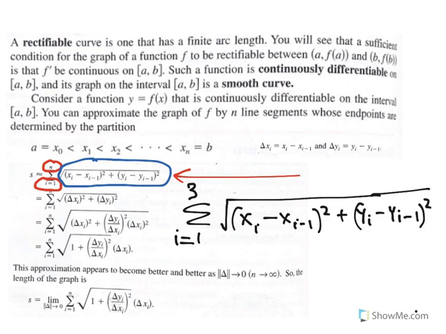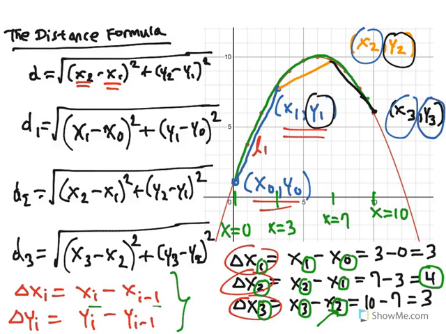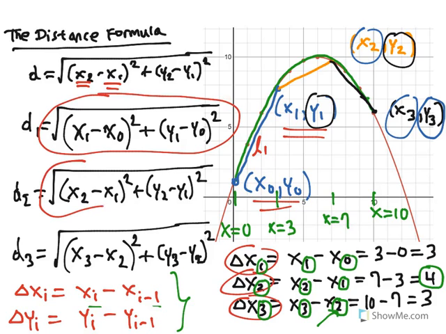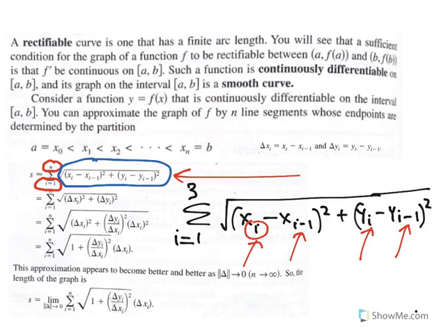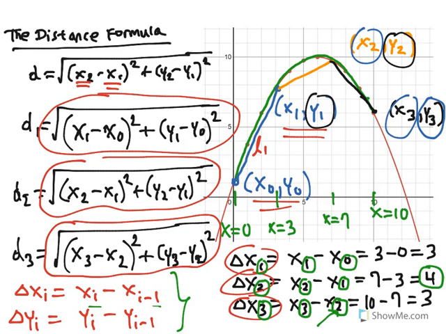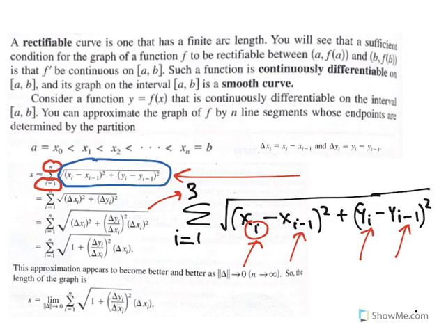So if you were to substitute i is equal to 1, i is equal to 2, and i is equal to 3, then what would you get? For i is equal to 1, you would get this. For i is equal to 2, you would get this. And for i is equal to 3, you would get this. And this sum would represent the sum of the lengths of those 3 line segments, the 3 line segments that you see here in blue, in gold, and in black.